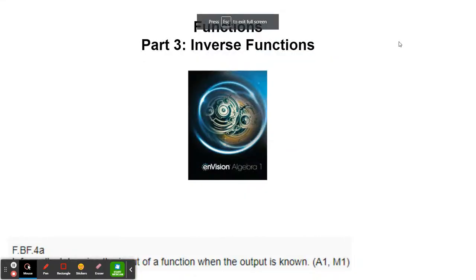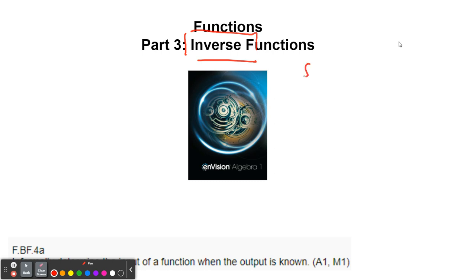Hello, algebra. Last but not least, part 3 of functions, we're going to talk about what are called inverse functions, right? So you've talked about inverse operations like addition and subtraction, multiplication, division, squaring, and square roots. So that stuff's going to apply today, but there's an idea behind inverse functions. So let's talk about what inverse functions are.